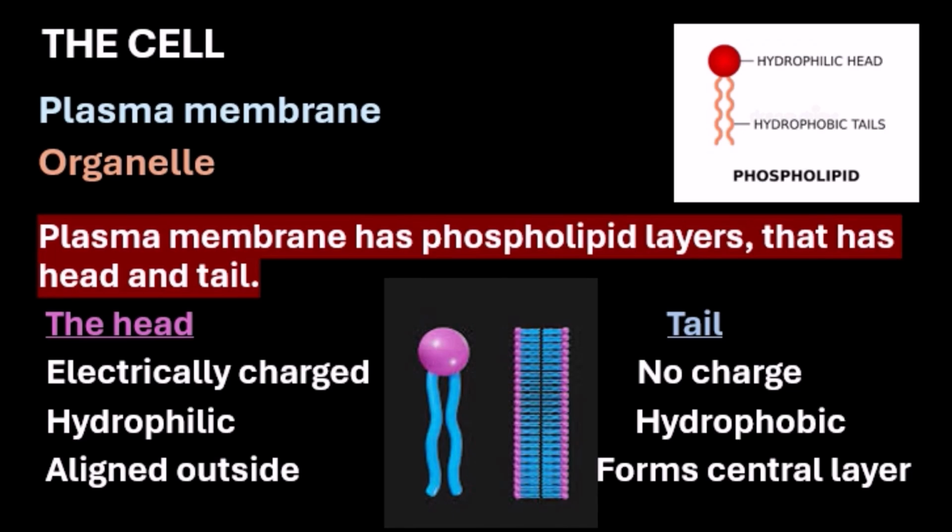The cell. Cell has plasma membrane and organelle. Plasma membrane has phospholipid layers that has head and tail. You can see the diagram here. The hydrophilic head is the top rounded portion and the hydrophobic tail is the end portion. So the head's characteristics are, you can see here, electrically charged, hydrophilic and aligned outside. You can see this diagram.